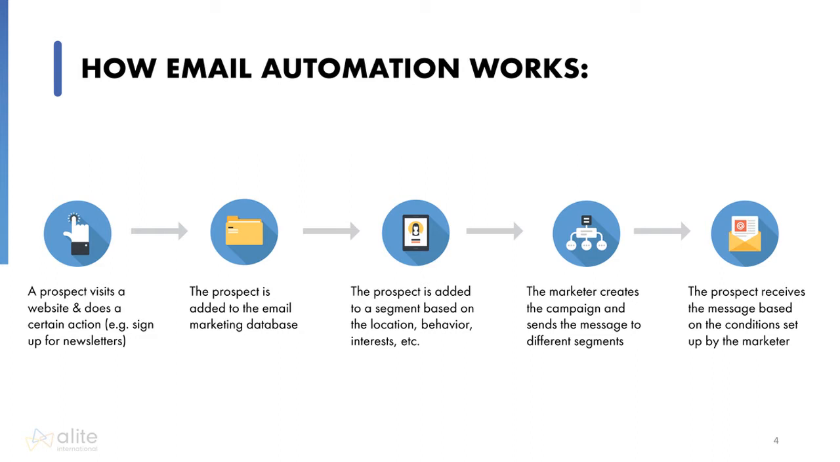Next is that the marketer creates the campaign and sends the message directly to the segments. Finally, the prospect receives the message based on the condition set up by the marketer. So this is how email automation works. So I guess that by now you have a pretty good idea of what email automation is, how it works, and all the great things that you can achieve by using it.